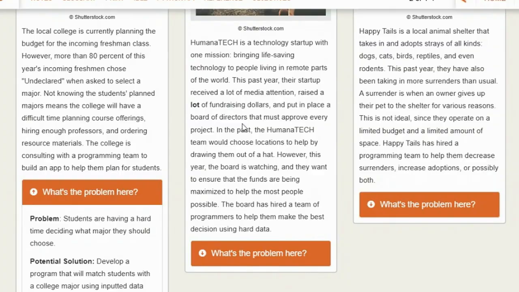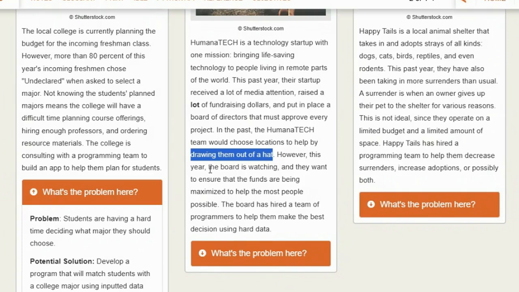And they put in place a board of directors that must approve every project. So they got some oversight. They got a board that says, yes, we'll spend money on that. No, we won't spend money on that. In the past, the Humanitech team would choose locations to help by drawing them out of a hat. So random. We just have a whole bunch of different things we could do. Let's just randomly pick one.